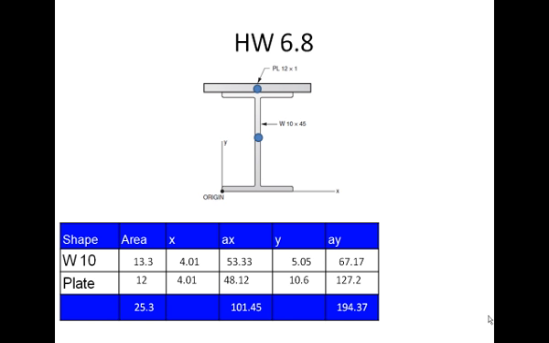Summing up the area column, we get 25.3 square inches. Summing up the AX column, we get 101.45. And summing up the AY column, we get 194.37. Applying these values to the X bar and Y bar formulas, we find that X bar is 4.01 inches and Y bar is 7.68 inches.